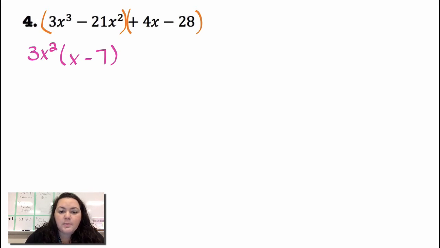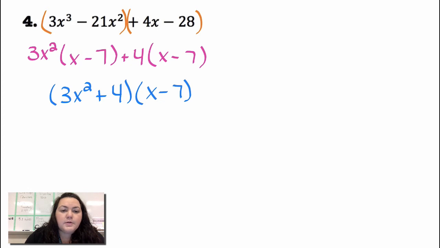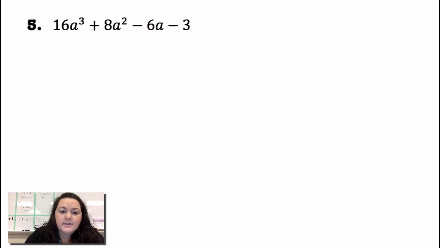In the next group, I can pull out a 4, and that's going to leave me with x minus 7. So my factors are 3x squared plus 4 and x minus 7. All right, 5. I have 16a to the third plus 8a squared minus 6a minus 3.